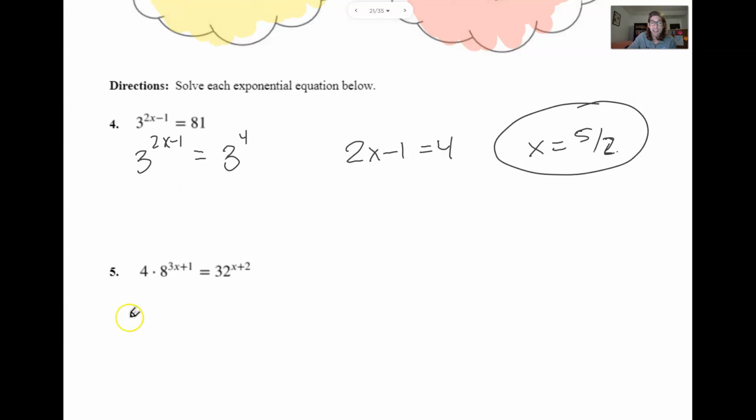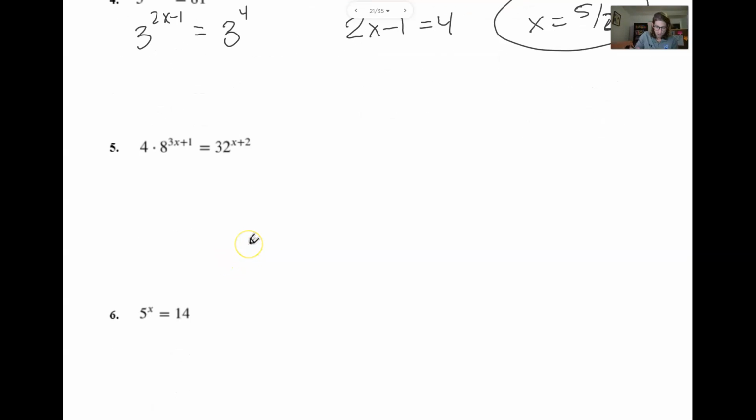We look at number 5. This one threw people off on the quiz. This 4 times thing, man, is that tricky. We can get common bases, though. I see 4, 8, and 32. Those are all multiples of 2. 4 is 2 squared. 8 is 2 to the 3rd. 32 is 2 to the 5th.